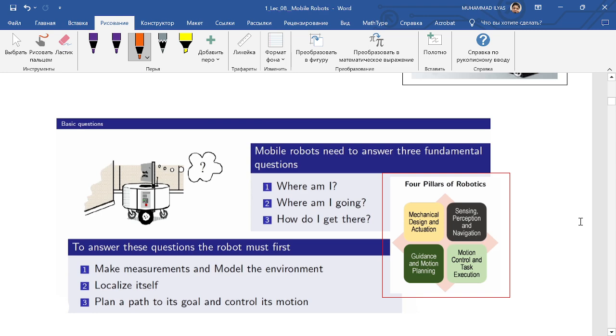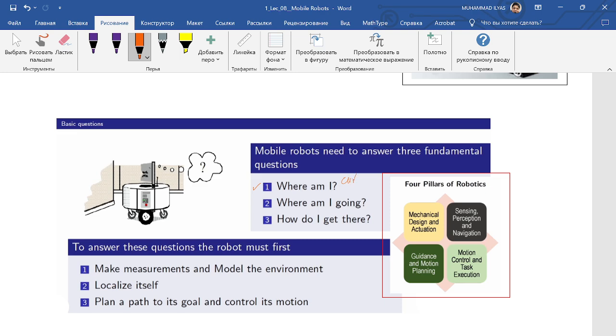When we talk about mobile robots, that is a more difficult discipline compared to manipulators. As we mentioned, manipulators work in a structured environment, but mobile robots work in an unstructured environment. So there are some basic questions related to mobile robots. For example, the first one: where am I? That means, what is the current location of the robot?